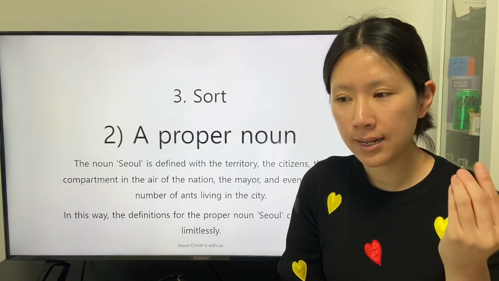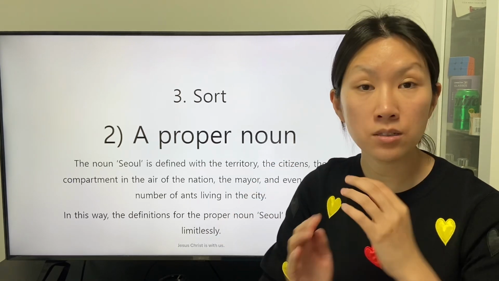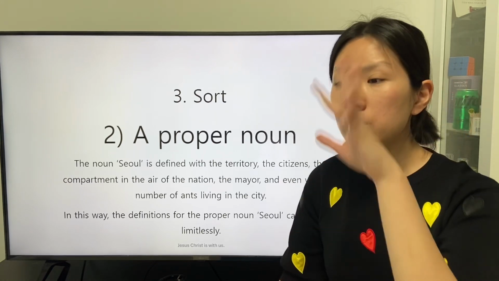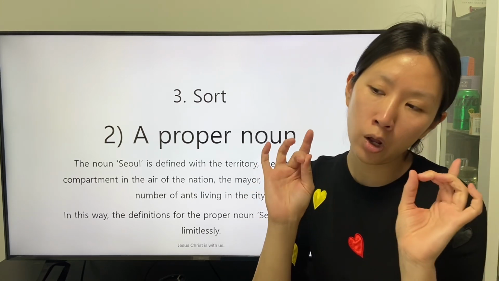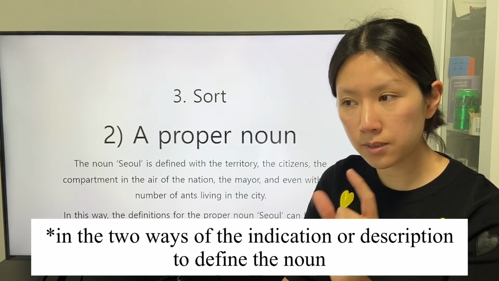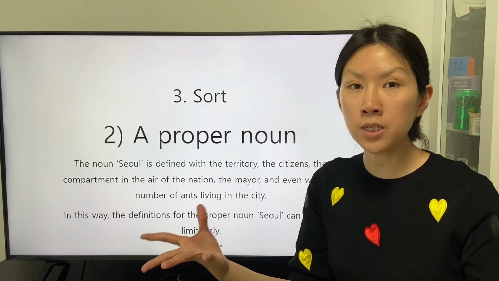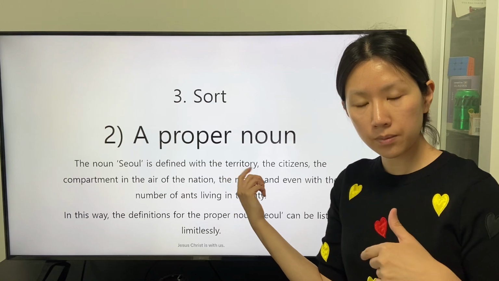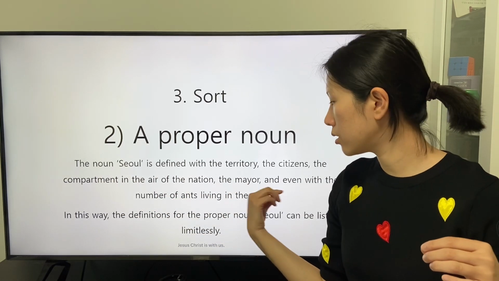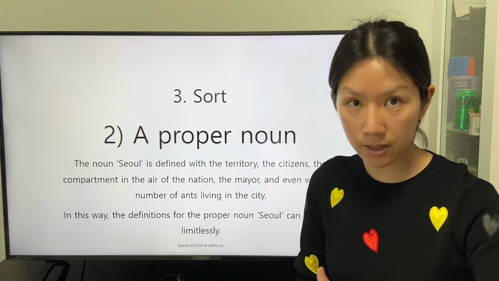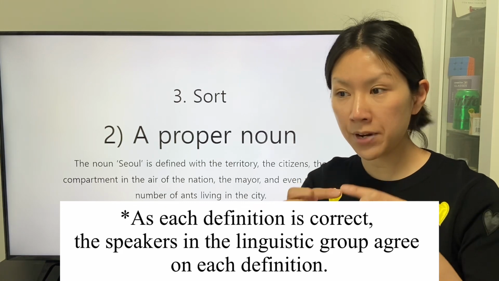Each speaker in the linguistic group is asked the question, what is Seoul? So each speaker in the linguistic group focuses on an aspect in the two ways of the indication or description to define the noun Seoul. The possible responses are listed in the first description, and each definition is correct. As each definition is correct, the speakers in the linguistic group agree on each definition.